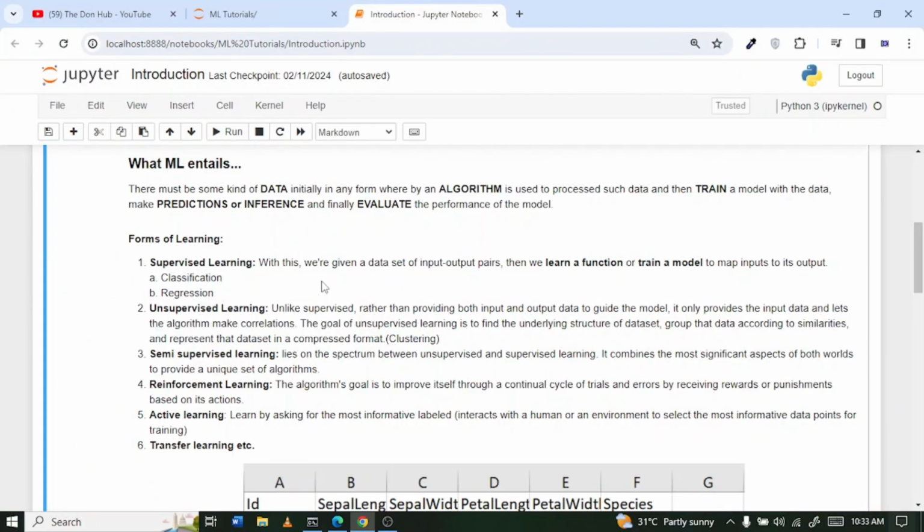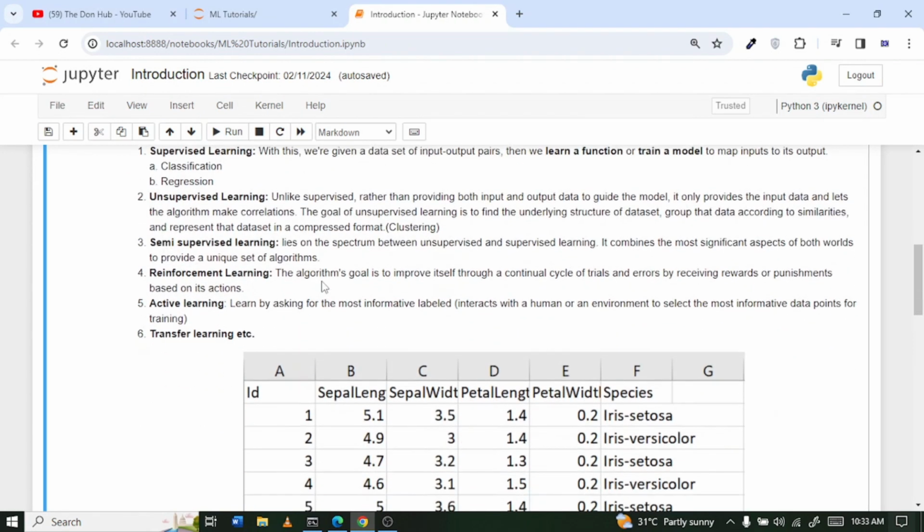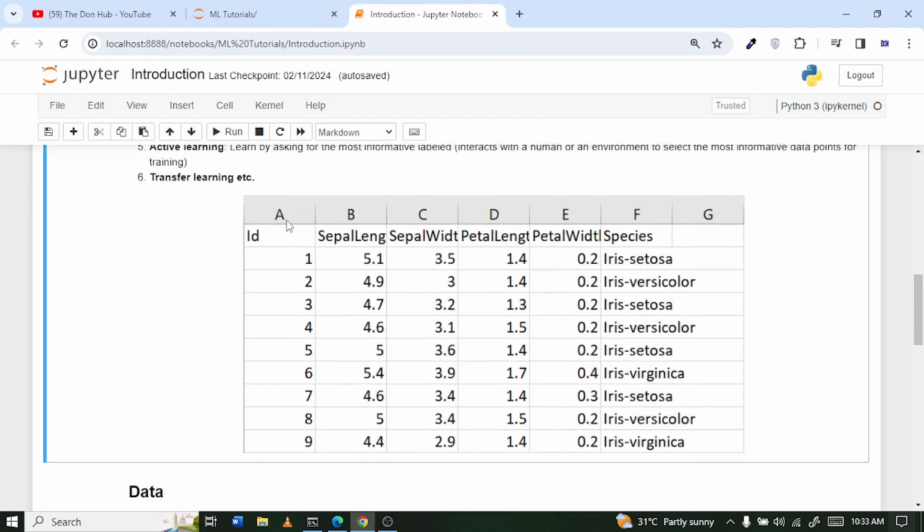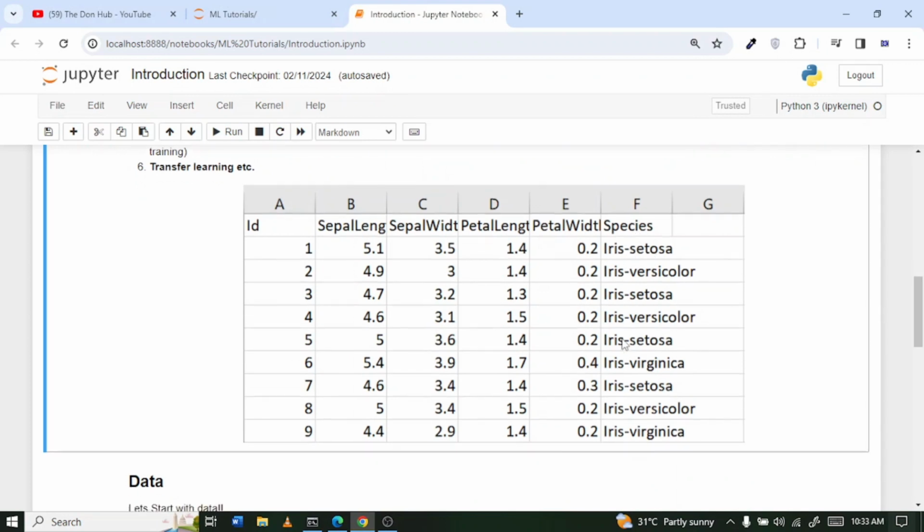So with that one, we have our features and our labels. Once I've mentioned features and labels, let's look at this picture. So this is our data, and we are trying to make predictions of the type of flower.